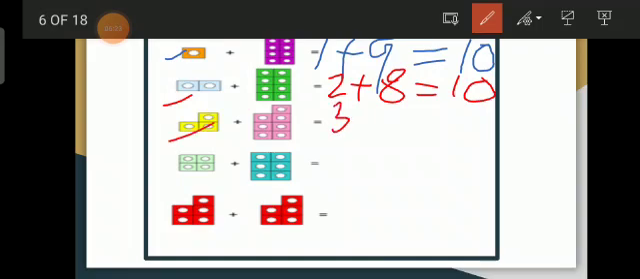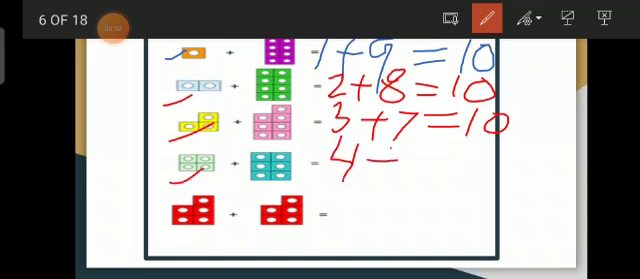3 white circles plus 7. 3 plus 7 or 7 plus 3 give us the answer altogether 10. Okay, next is 4. So we are going to write the 4 over here. The next white circles are 6. When we add all these white circles together, that gives 10.